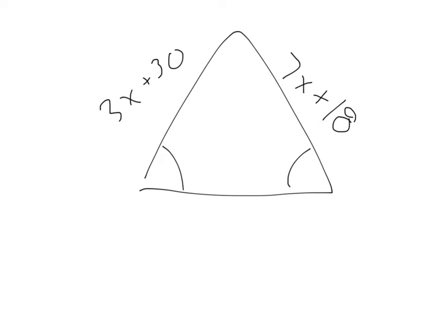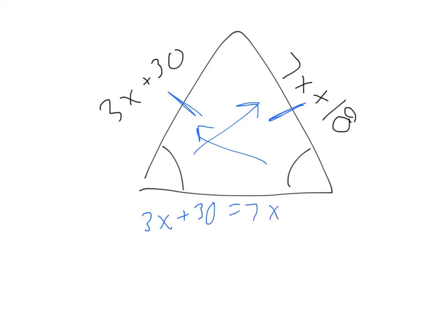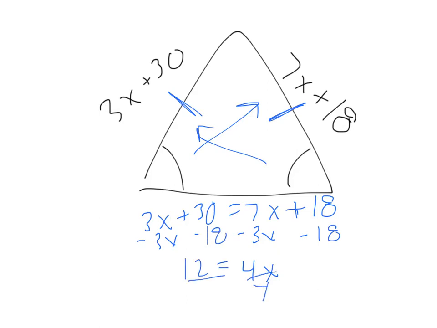Alright, for this one, those two angles are already equal, so that means the sides across from them are going to be equal. So if those two sides are equal, how do you solve for x? Well, you set them equal to each other. So subtract 3x over and get 4x. If I subtract 18 over, I get 12. Divide both sides by 4, so x equals 3.